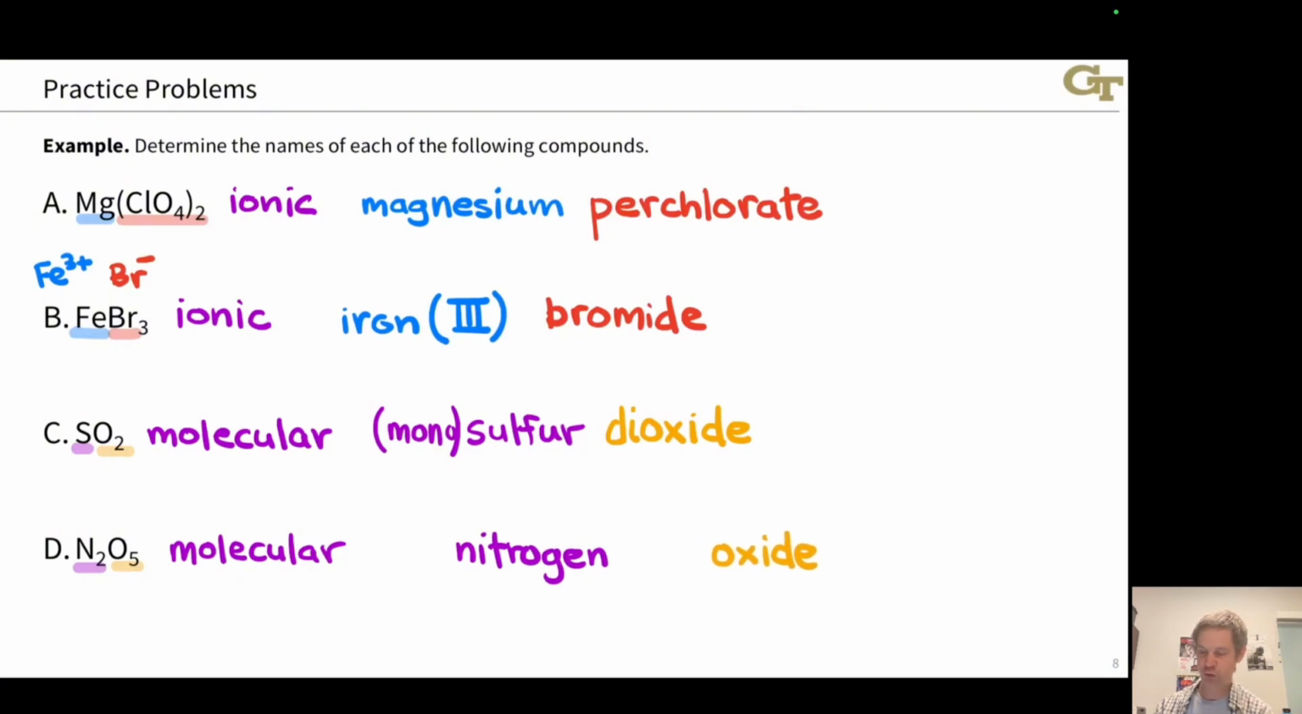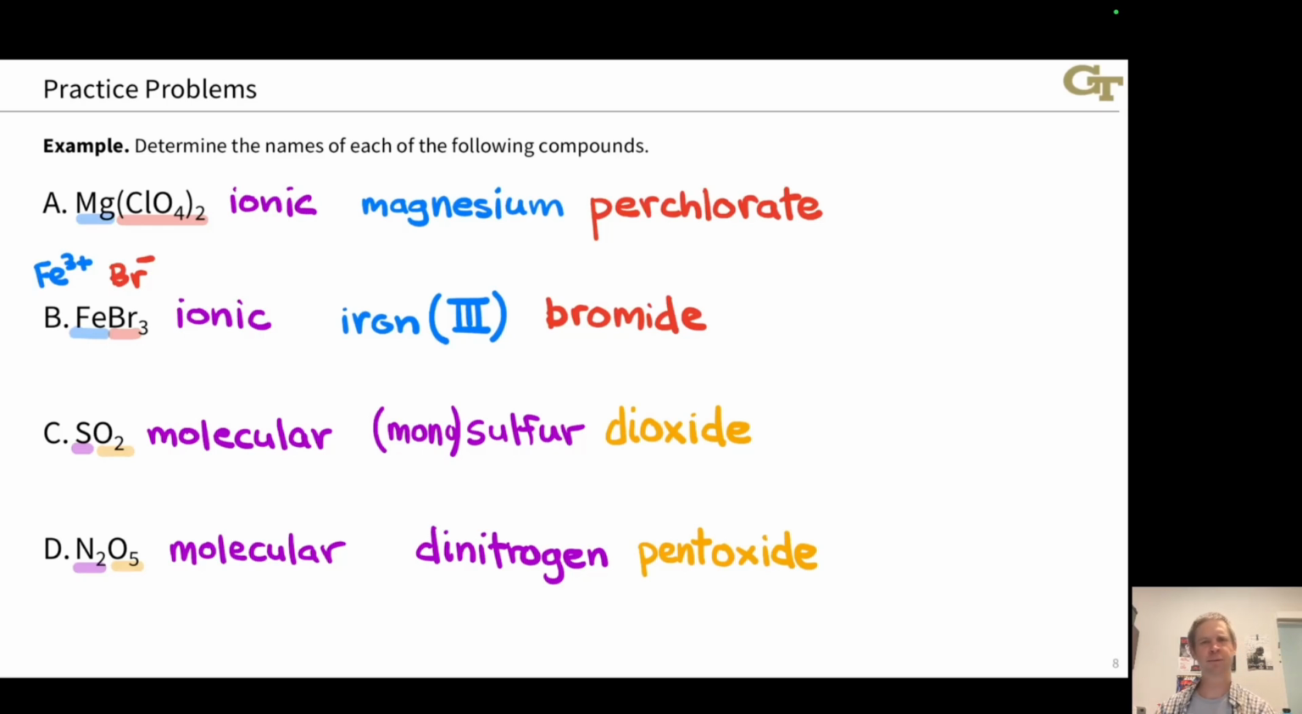So we have 2 nitrogen atoms. We'll indicate that with a di prefix. And we have 5 oxygen atoms, and this is indicated with a pent or penta prefix. Often, if the prefix ends in a vowel and the element starts with a vowel, we'll omit that vowel on the end of the prefix. This could also be called pentaoxide. That's completely fine as well, but pentoxide just rolls off the tongue a little bit better.